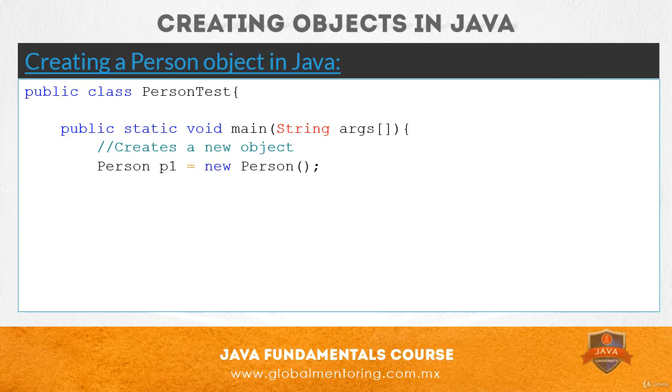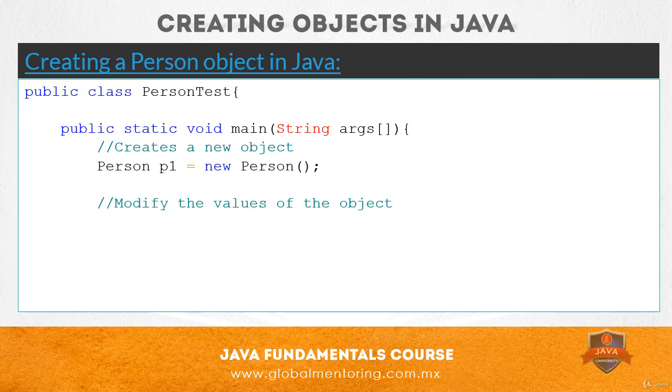So with this syntax, we will create a new object of type person and assign the reference of this object to the variable p1. So after this line is executed, the variable p1 will be able to access an object of type person. Each time that the word new is called, a new object of type person will be created, and it will contain its own values.